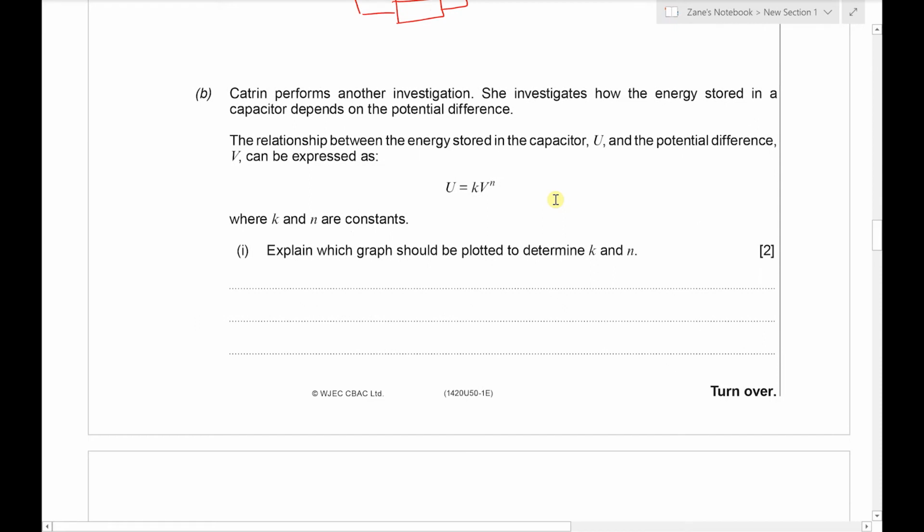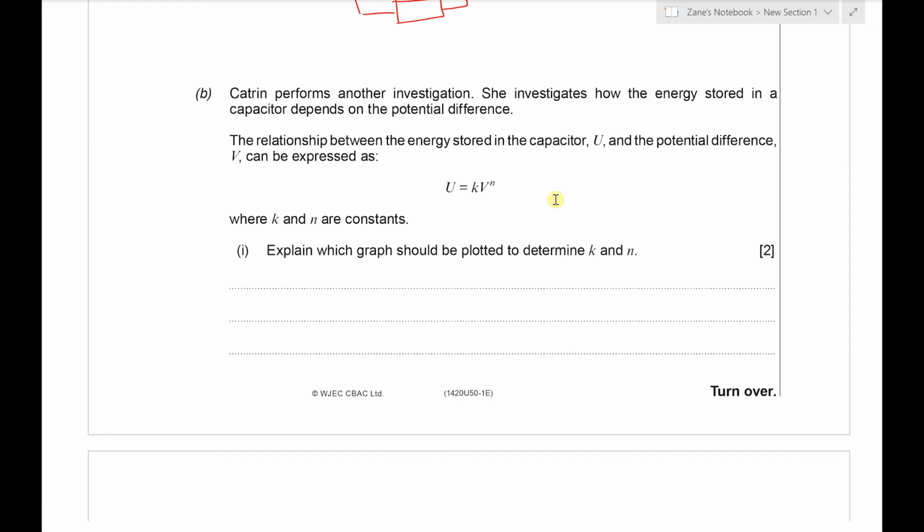Next, Catherine performs another investigation, so we're ignoring that diagram that we've just done. She investigates how the energy stored in a capacitor depends on the potential difference. The relationship between the energy in the capacitor U and the PD across it, V, is expressed as U equals KV to the N, where K and N are constants. So we've got to explain which graph should be plotted to determine K and N.